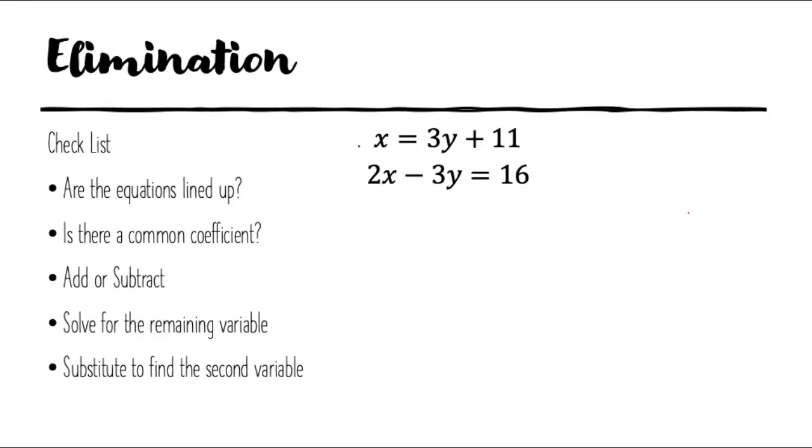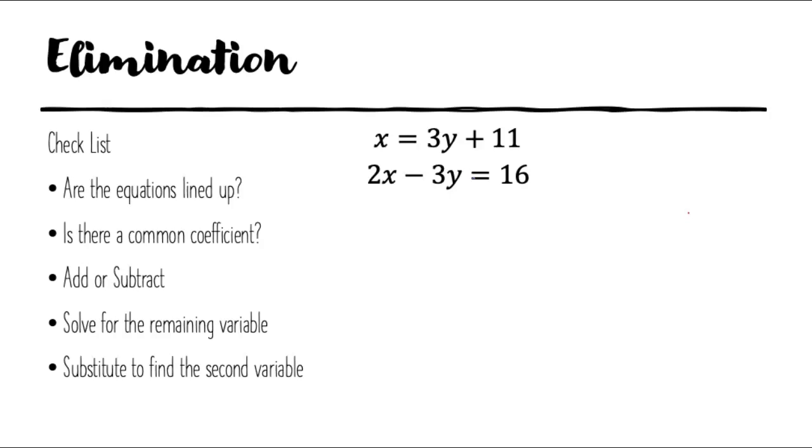But as you can see here, I have x equals 3y plus 11. If I look here, x over x, perfect. And it looks like it's y over y, but the equals has to be over the equals. So this equation is not lined up, and we need to rework that so that we can use elimination. So how could we do this?